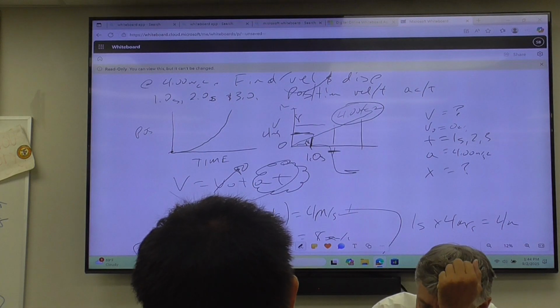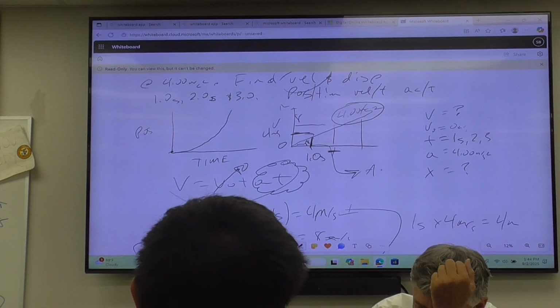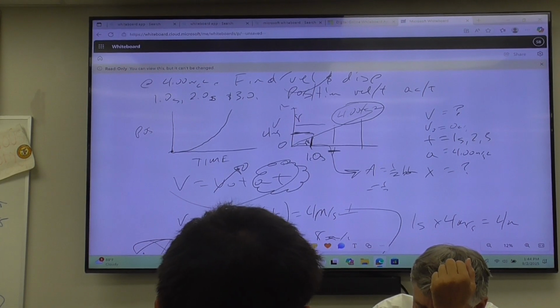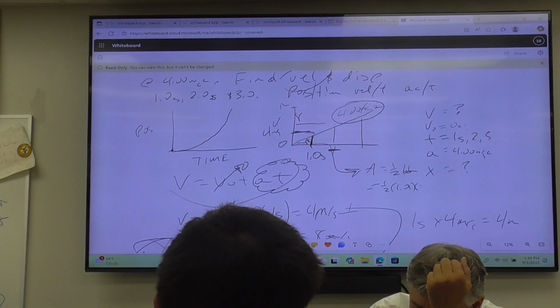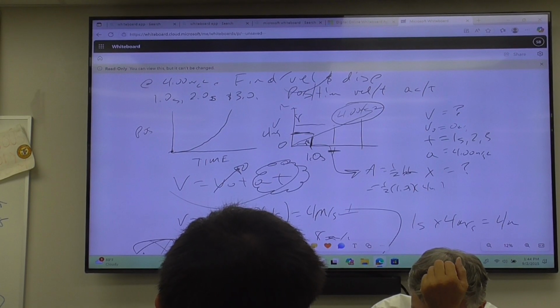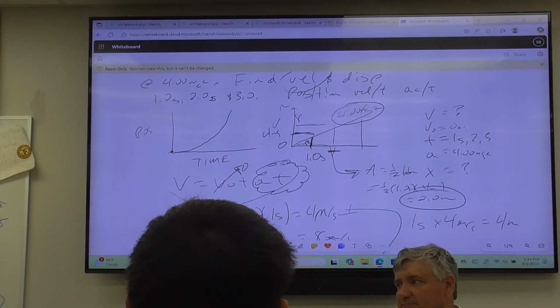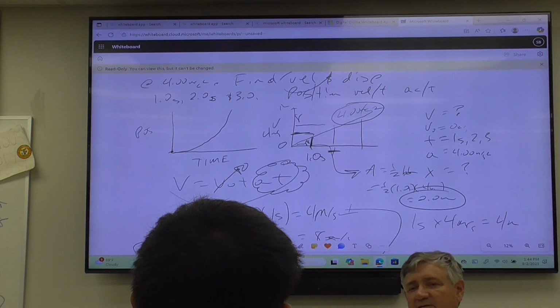So if you go, Mr. Burkamp, I just love finding areas of triangles. Cool. 1/2 base times height. 1/2 times 1 second times the height of 4 meters per second, and you're going to get 2 meters. Okay? That you can do. I don't recommend that. I do not recommend doing it that way.